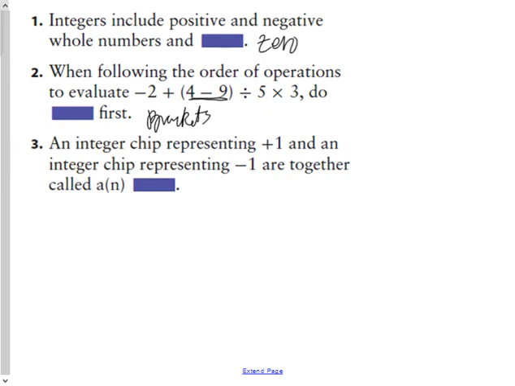That's your B in your BEDMAS. And finally, question 3: an integer chip representing positive 1 and an integer chip representing negative 1 are together. They are called a what? They are called a zero pair, which is funny because 2 of the 3 answers contain the word 0.